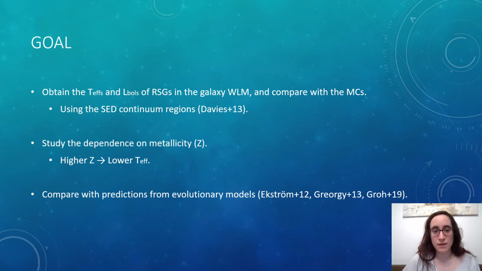For getting the effective temperatures, we use the method in Davies et al. 2013, which is based on fitting the spectral energy distribution continuum regions. With these results, we then want to study the dependency on metallicity. We expect that for a higher metallicity, we are going to obtain a lower effective temperature. So once we have our observations, we also want to compare with what the evolutionary models from the Geneva group predict.